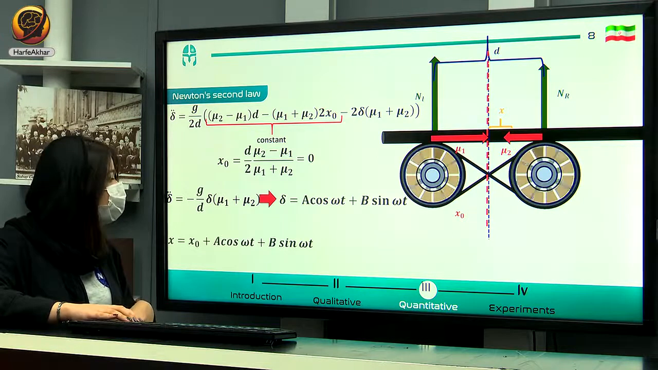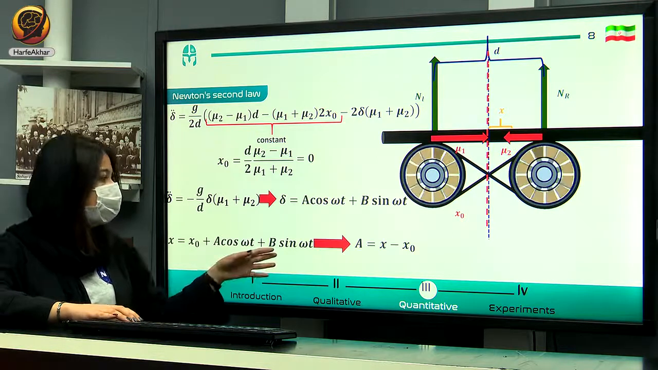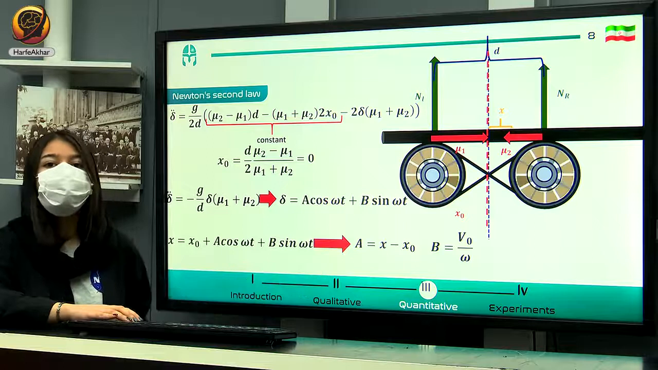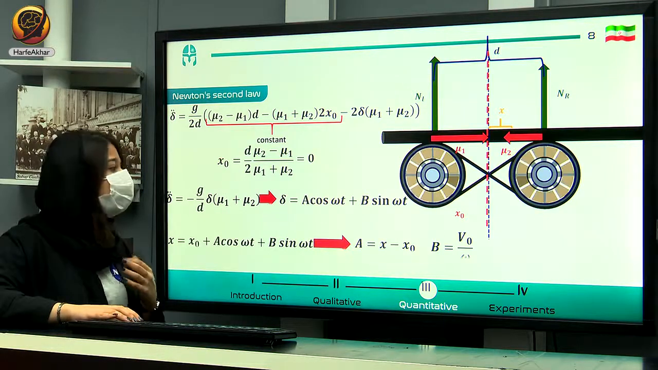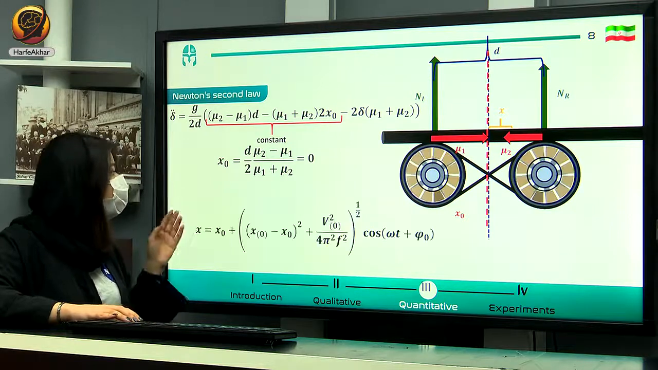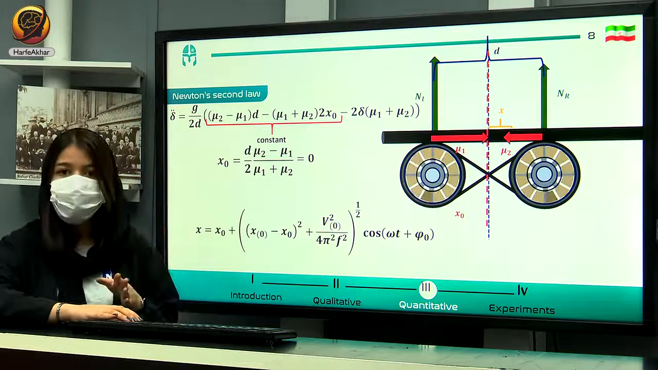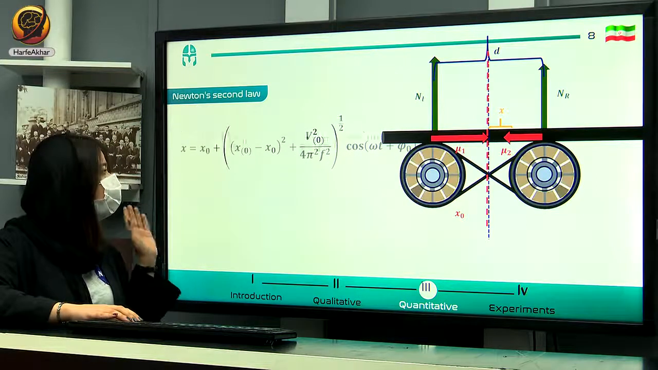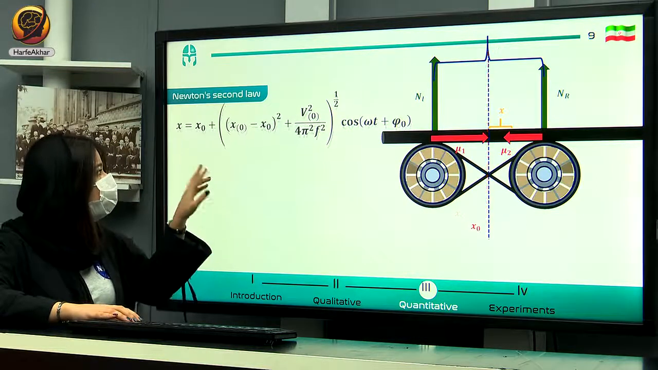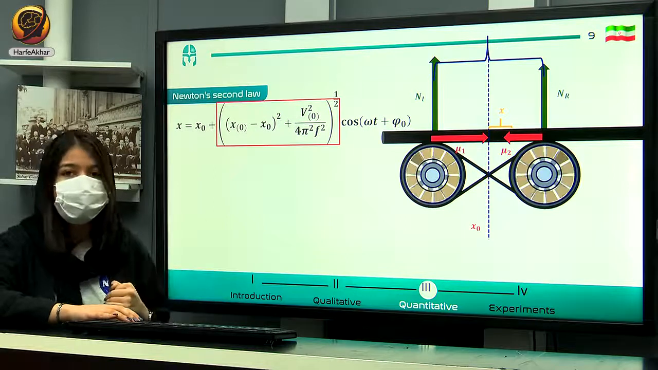If we solve this differential equation, I mean, if we calculate the A and B, we can know the place of the rod in each second. So the differential equation has been solved, and we achieved this equation in order to know the place of the rod in each second. The important part about this formula is that here, this part is equal to the domain of our oscillation.